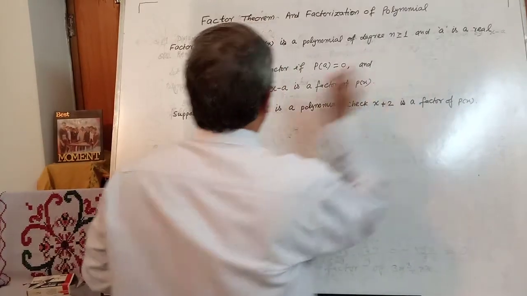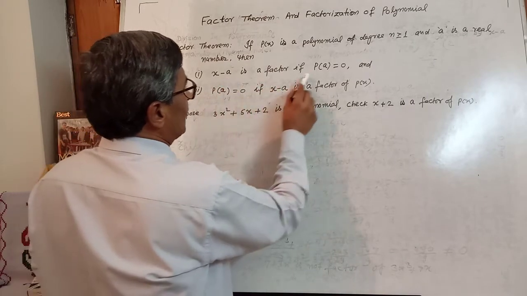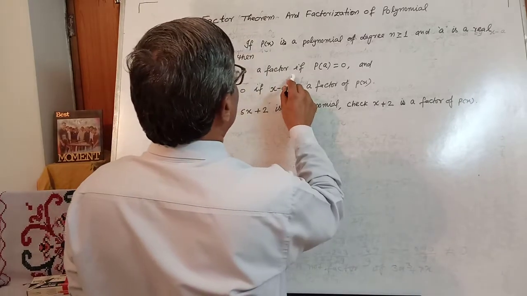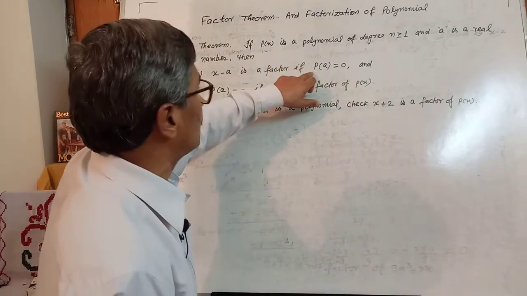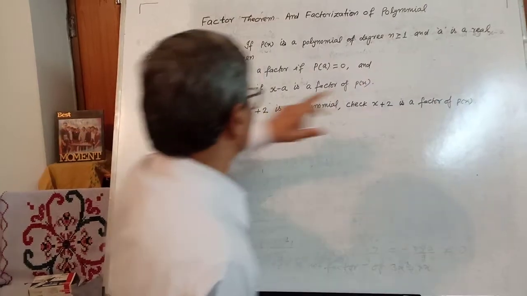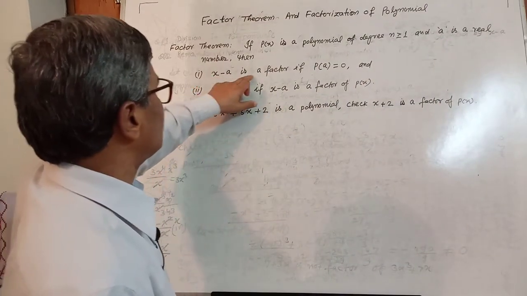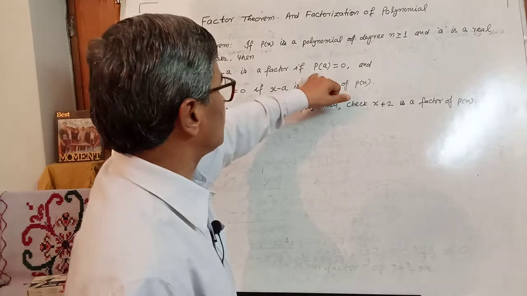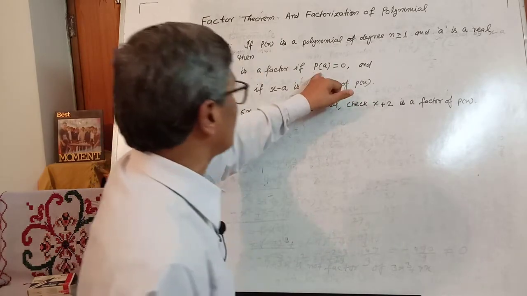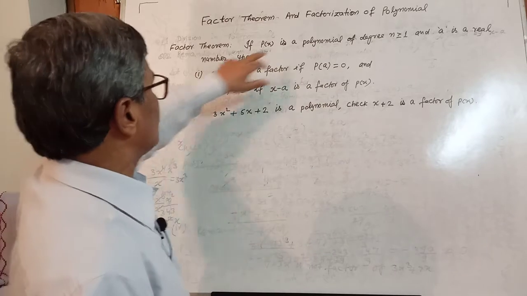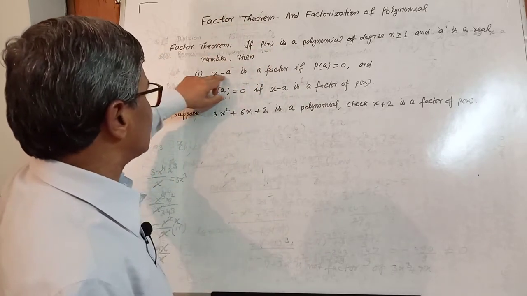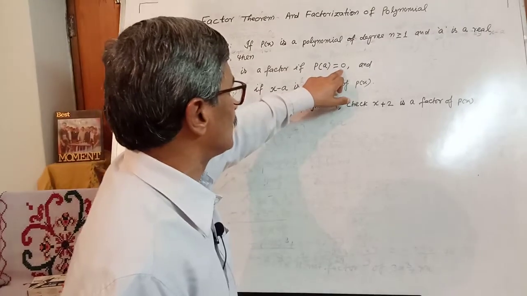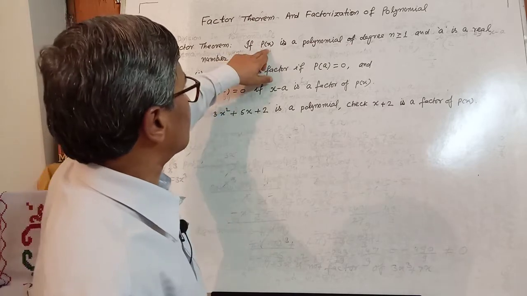x minus a is a factor of p(x) if p(a) is equal to 0. Here p(a) is this number which is used. In the previous video you have seen that the remainder is p(a). What is p(a)? p(a) is the remainder when this p(x) is divided by x minus a, and if the remainder is equal to 0, then x minus a is a factor of p(x).